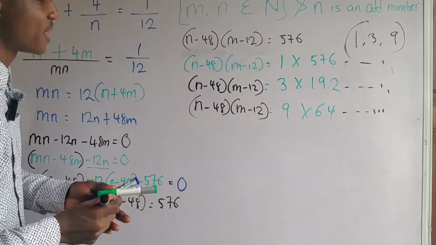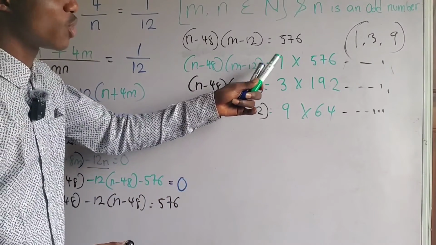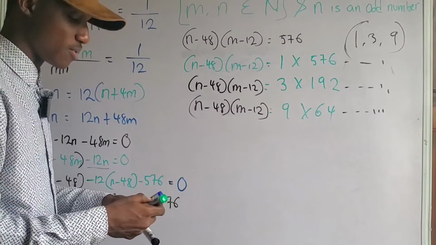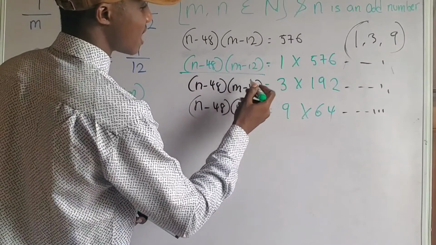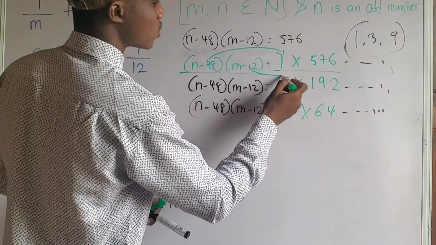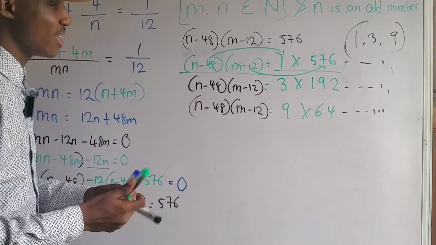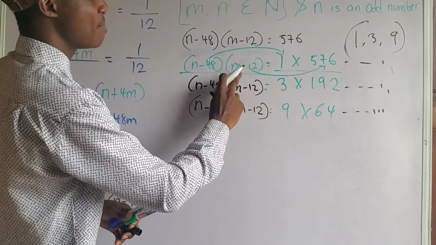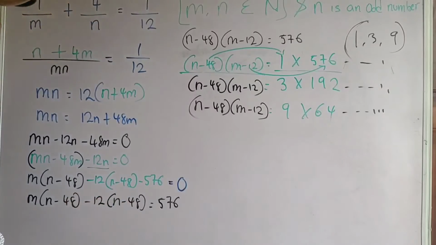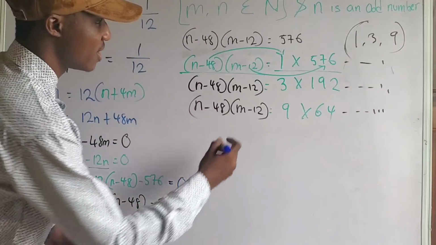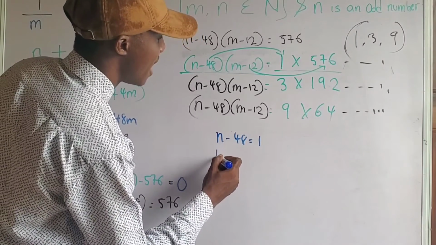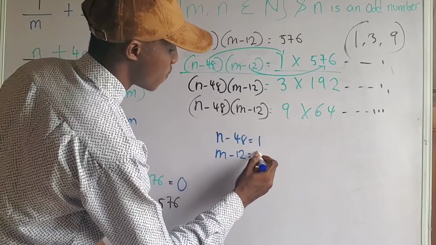From the first equation, n minus 48 multiplied by m minus 12 equals 1 multiplied by 576. If you compare the left hand side and the right hand side, n minus 48 belongs to 1 and m minus 12 belongs to 576. So for the first equation, n minus 48 equals 1 and m minus 12 equals 576.